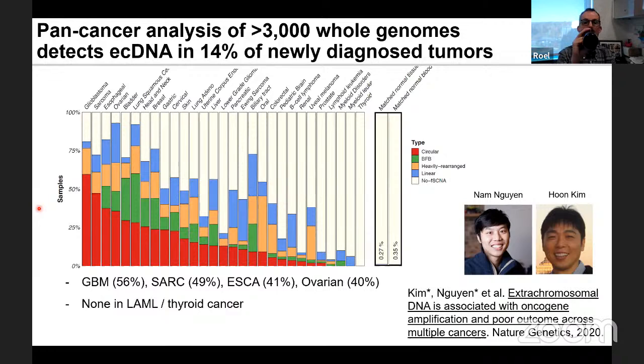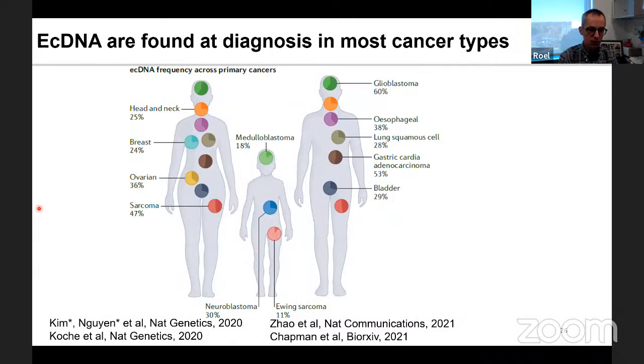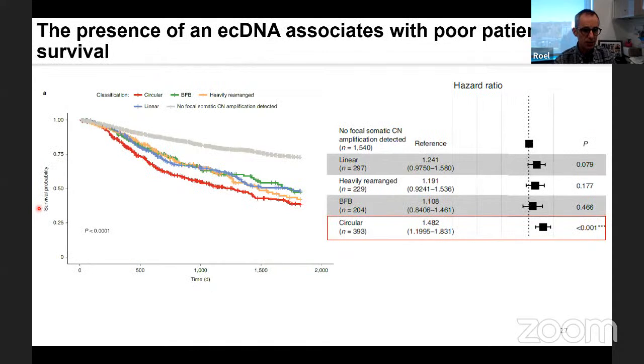Through that work, but also certainly the work of others, we now start to find that ecDNA can be detected at diagnosis in most cancer types. That doesn't mean that ecDNA can be detected in most cancers, but in a fraction of all cancer types, including pediatric cancer as well. And we also know that the presence of ecDNA associates with poor patient survival. This is from our earlier study, and you can see the Kaplan-Meier curve of the red line shows the relatively shortest median survival. The red indicates samples with a circular DNA. Now, of course, there's enrichment of glioblastomas, sarcomas, and so forth in the circular group. But even in a multivariate analysis where we account for tumor lineage, we find that the presence of a circular DNA is independently associated with poor patient survival.